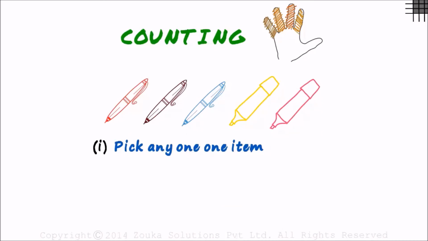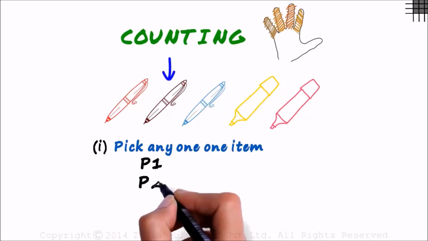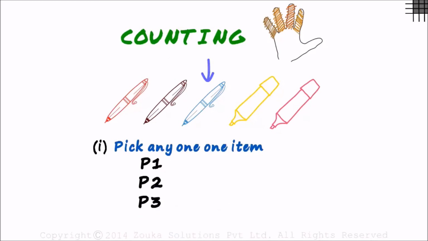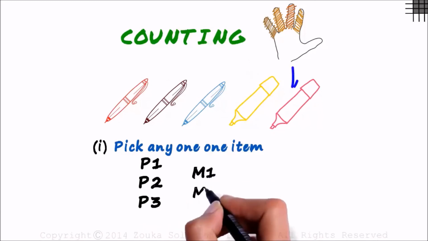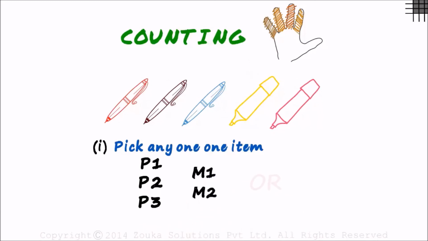Look at it logically. We can either pick the first pen, we can call it P1, or the second pen, or maybe the third pen. Or maybe we pick a marker, the first one or the second one. We kept saying or. This, or this, or this, and so on. You can see that there are 5 ways in which we can pick any 1 item.